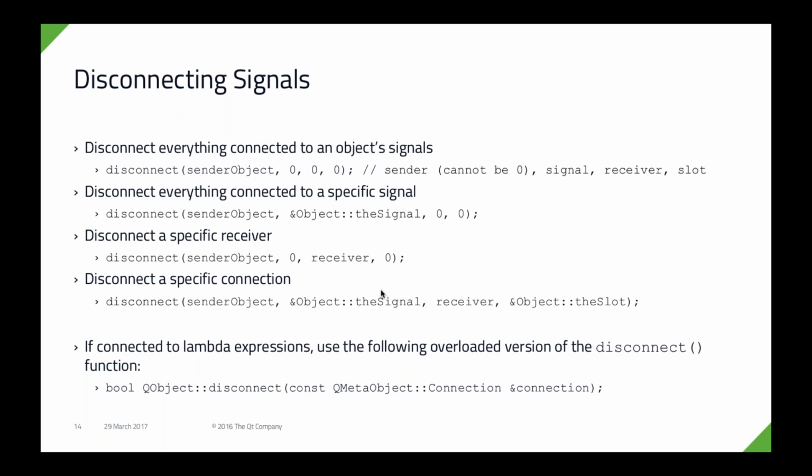Of course, if you don't have a receiver, or if you don't have even an object or a function to disconnect from, say you've used a lambda, then you would need to actually specify the connection itself. So you'd need to store the connection object itself.